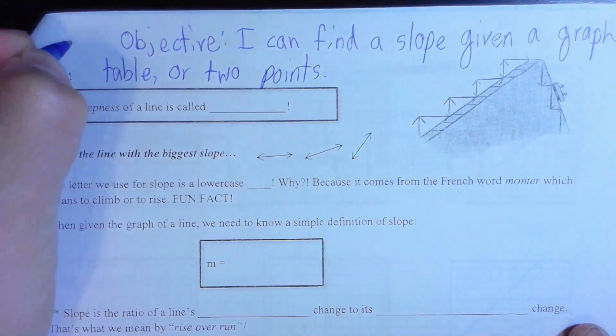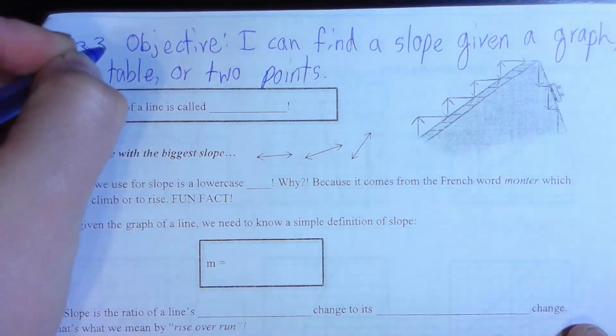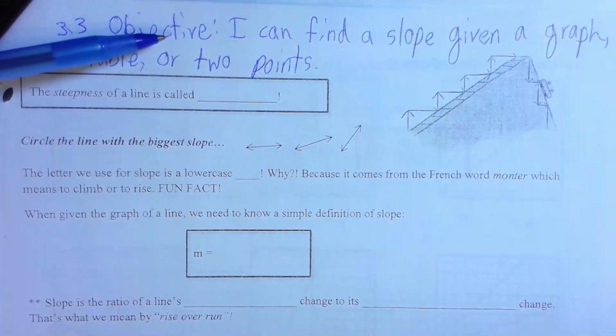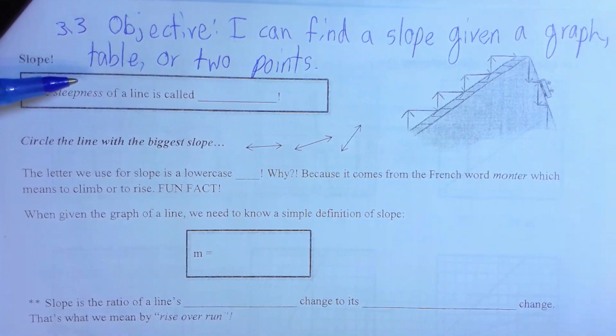This is 3.3 on slope. Our objective today is: I can find a slope given a graph, a table, or 2 points.